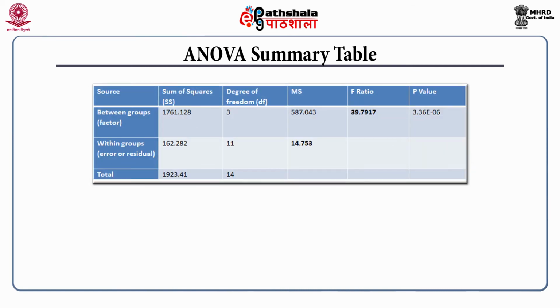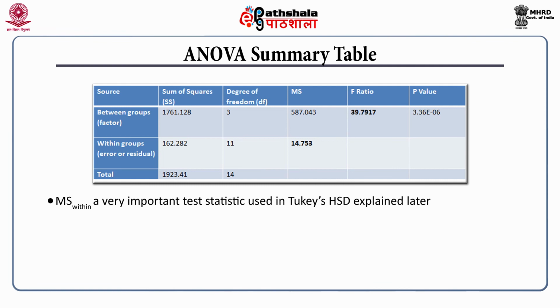As you can see here, the first column is the sum of squares between the groups, within the groups, and then the total. The next column is degree of freedom for between the groups, within the groups, and the total. Then mean square, and finally F ratio. As you can see here, the F ratio is 39.79. Also remember that the MS within, the mean square within, is a very important statistic used in Tukey's HSD, explained later. The obtained F ratio is 39.79.